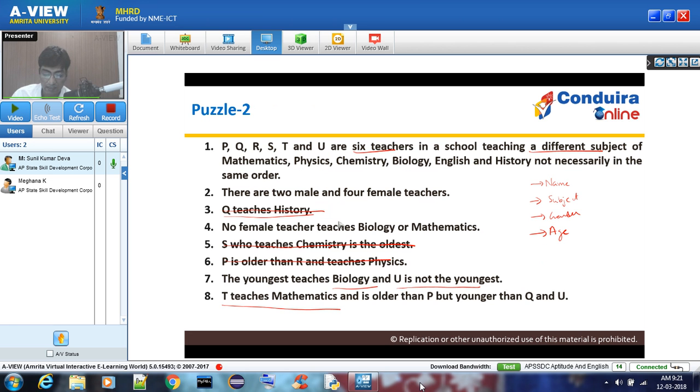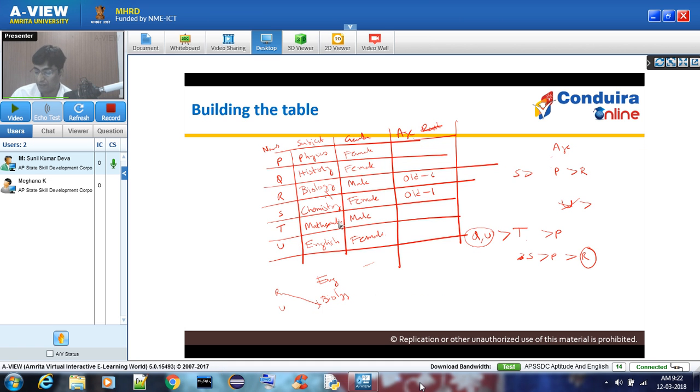Let's read the puzzle and see if we have any chance. The youngest teaches biology and U is not the youngest. S who teaches chemistry is the oldest. P is older than R and teaches physics. But this is all that we have. So here we have a table which is in some sense incomplete.